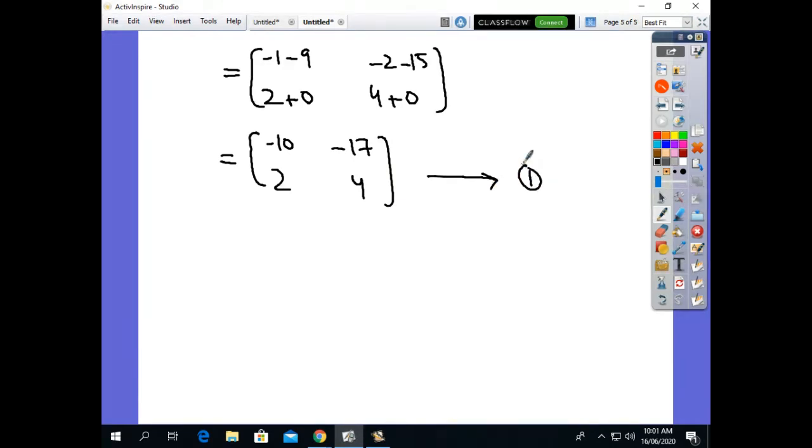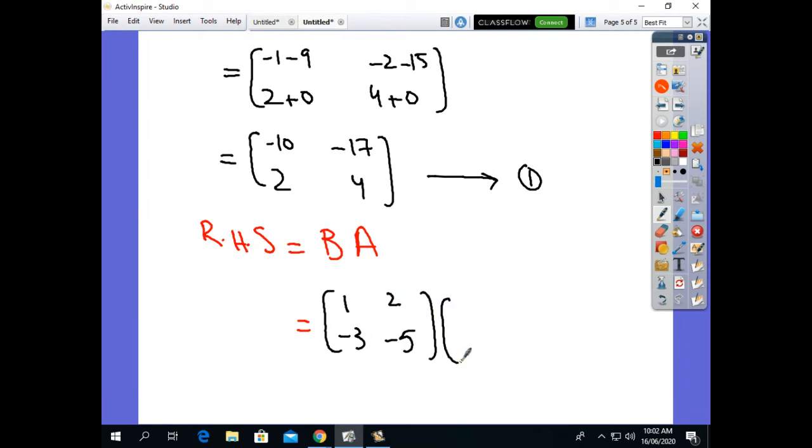We call it equation 1. Now we solve its right hand side. Right hand side is BA. What is the matrix B? Matrix B is 1, 2, -3, -5 multiplied with matrix A. Matrix A is -1, 3, 2, 0. Now multiply these two matrices.